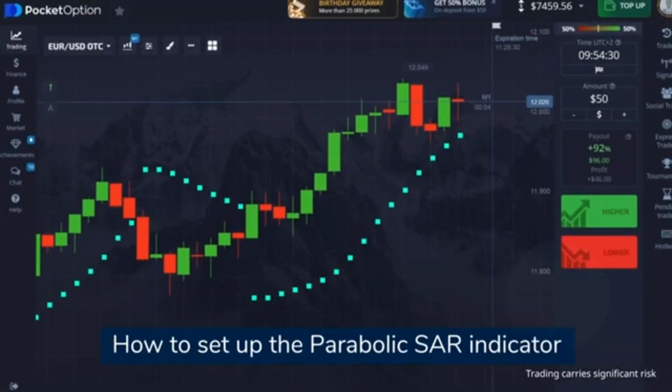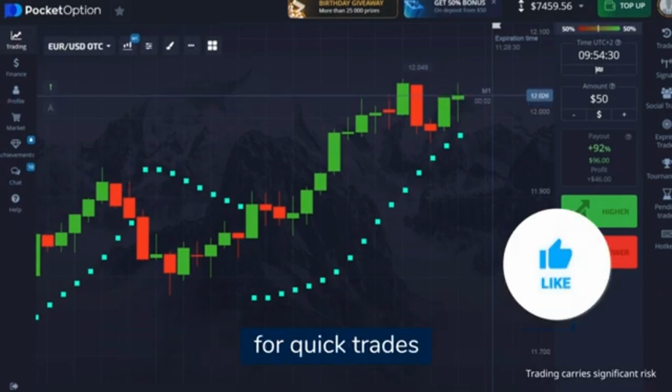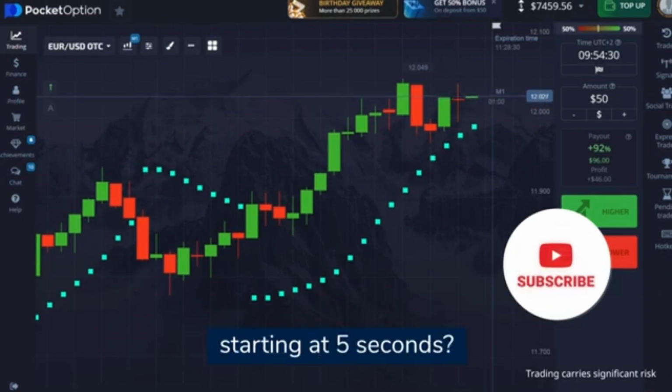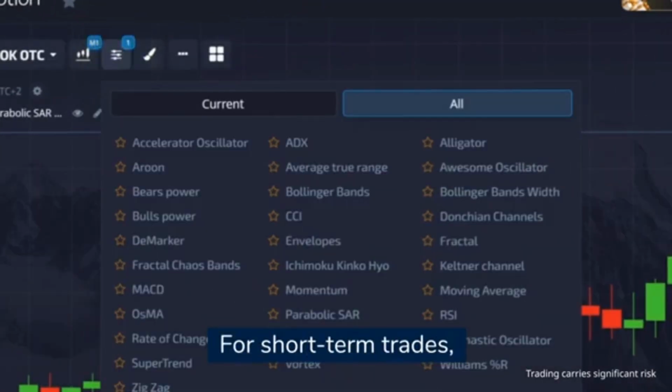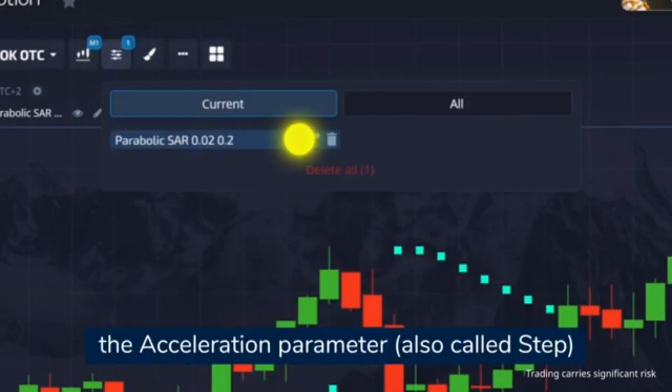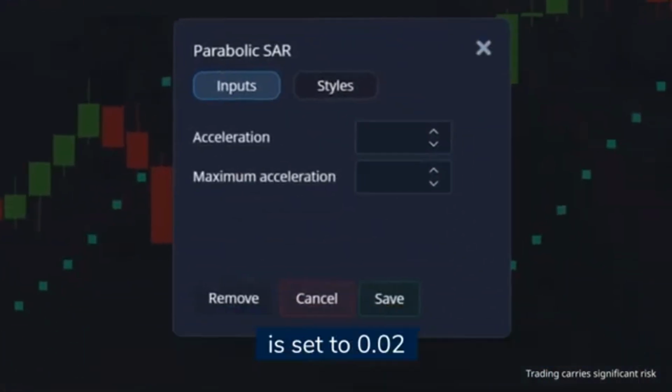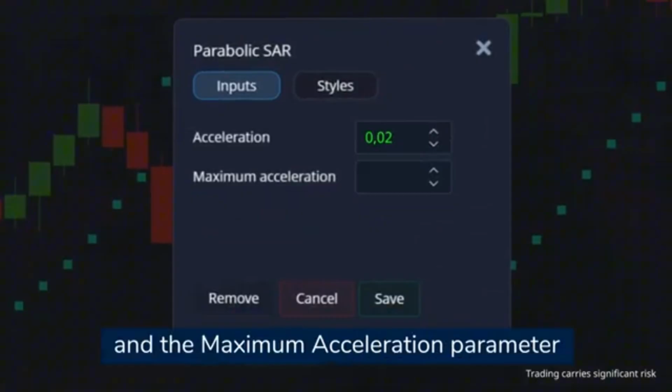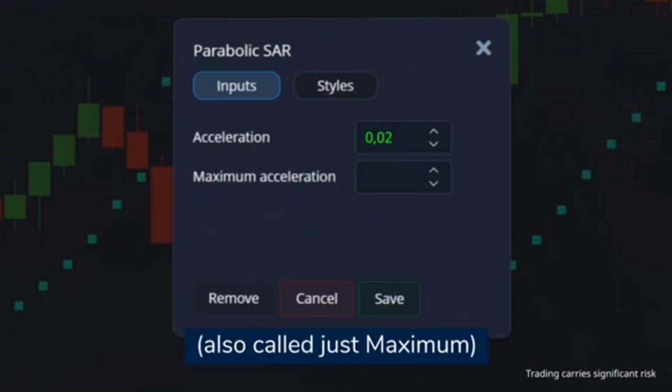How to set up the parabolic SAR indicator for quick trades starting at 5 seconds. For short-term trades, the acceleration parameter, also called step, is set to 0.02, and the maximum acceleration parameter, also called just maximum, is set to 0.2.